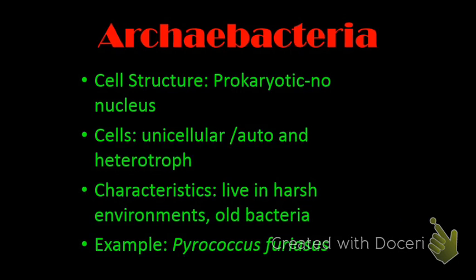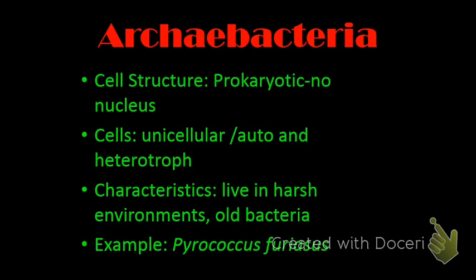So if you will turn it over, on the right upper corner, you've got the archaebacteria. Each time we're going to put down something about the structure of the cell, whether it's a unicellular or multicellular organism, how it gets food or makes food, and characteristics. So you don't have to write cell structure, cells, and characteristics each time, or the word example, but you do want to write what's on the right side of the colon each time.